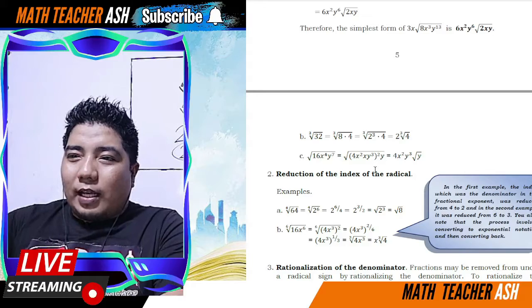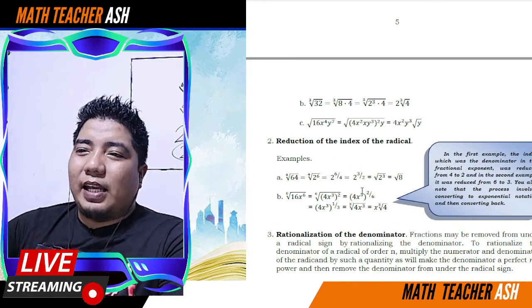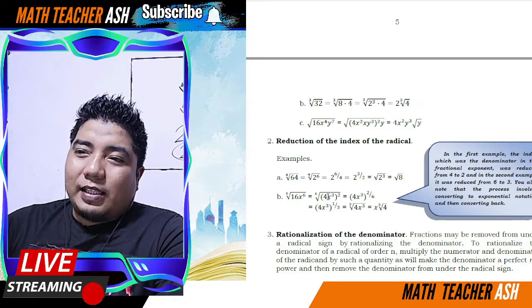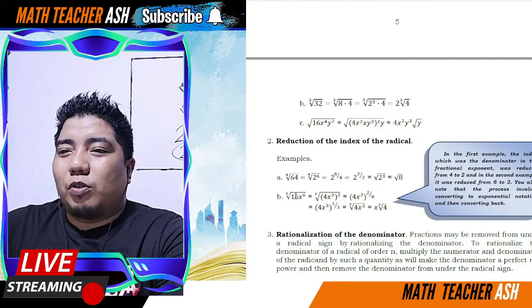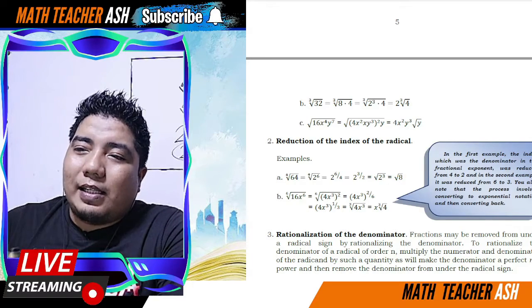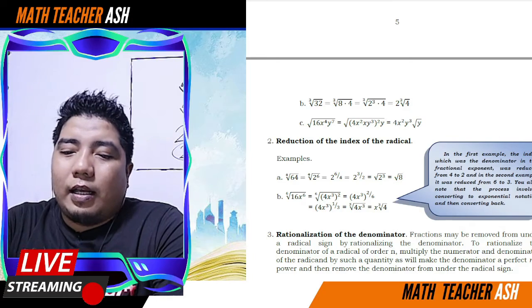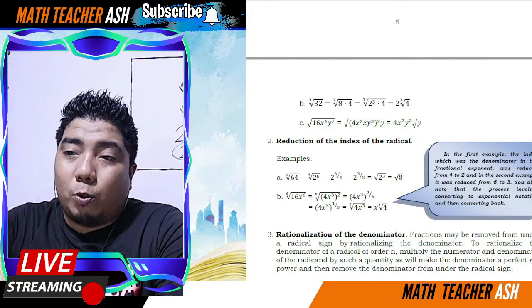So, now, let us go to the letter B. We have the 6th root of 16, x to the power of 6. Okay, so 6th root. Paano ba to? Now, as you can see, 16, if we try to break it down to the power of 2, that is 2 times 2 times 2 times 2.